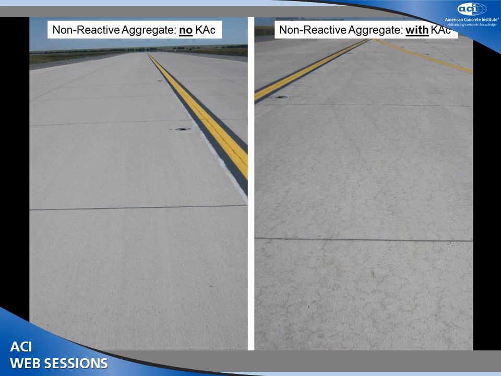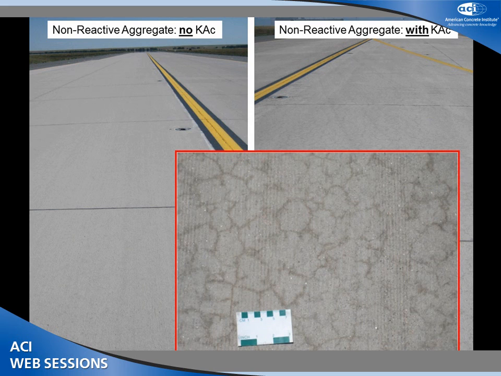If you look at the section of runway, on the left-hand side here is that non-reactive aggregate with no potassium acetate sprayed on this section. That's what they told us at the airport. However, on the right-hand side here is where they do spray the potassium acetate, with that exact same non-reactive aggregate. So you can see the difference between the areas that are not sprayed with potassium acetate. There's a zoomed-up picture there of that section.